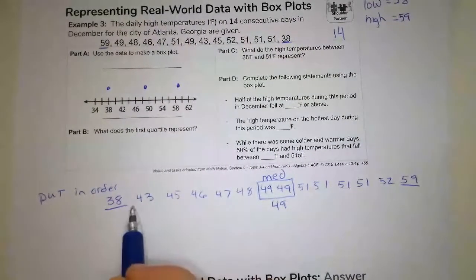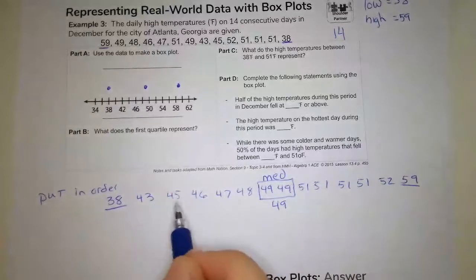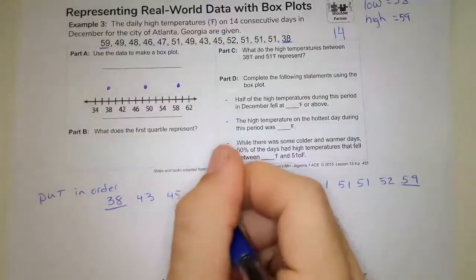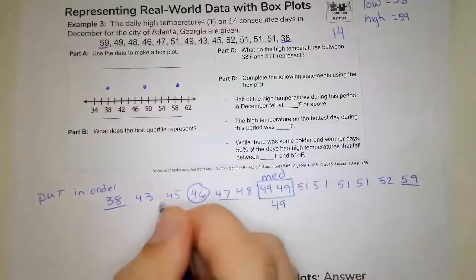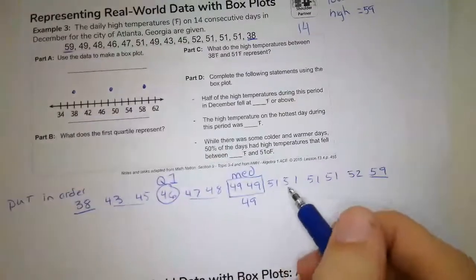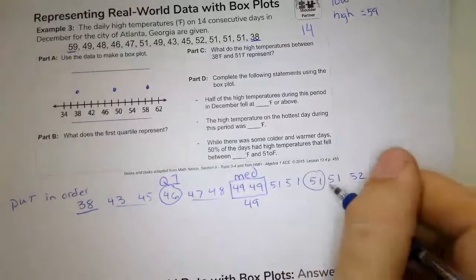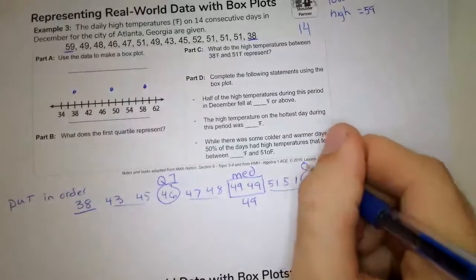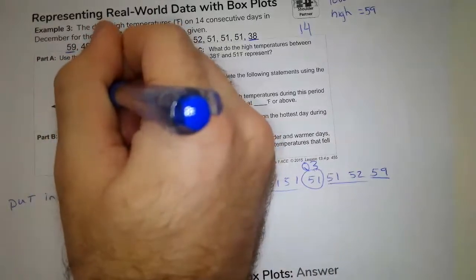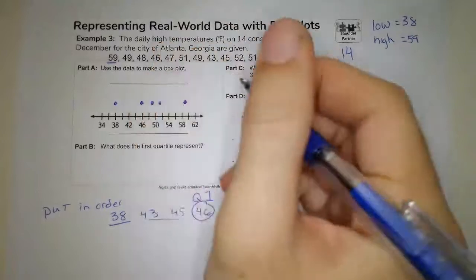Now we're going to look at the numbers in between for our Q1 and our Q3. So there's 1, 2, 3, 4, 5 numbers in between. So we're going to say this number, notice there's 2 and 2 in between, is our Q1. And 1, 2, 3, 4, 5 numbers, good there. And we're going to say this number, notice 2 and 2, is our Q3. So 46 and 51. Right here and right here. It's a little tight.